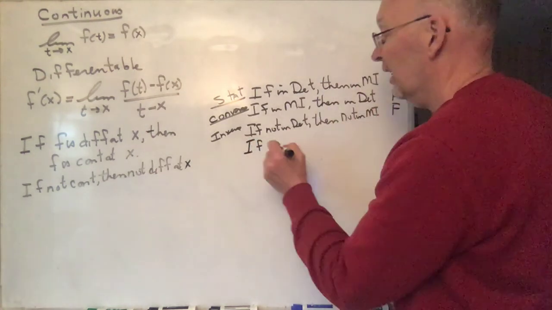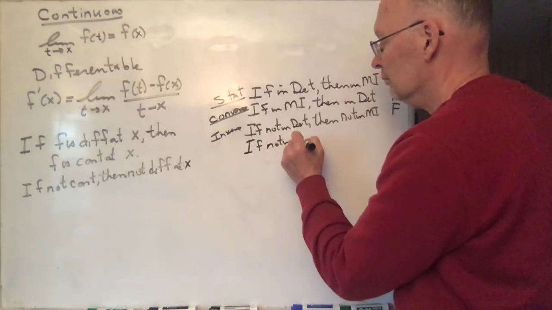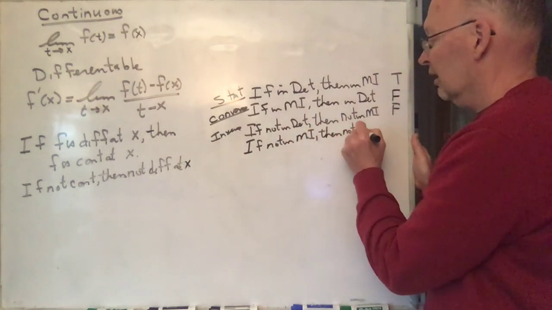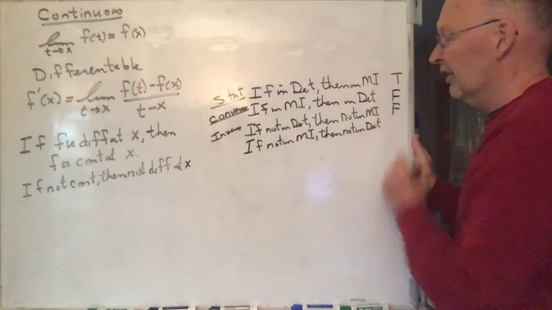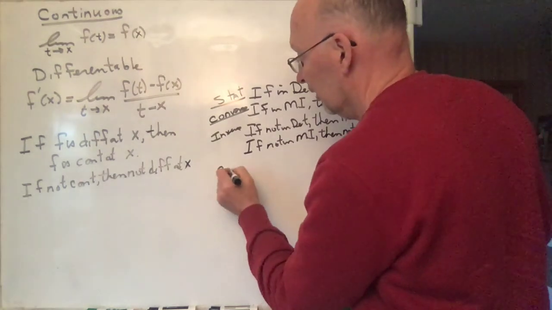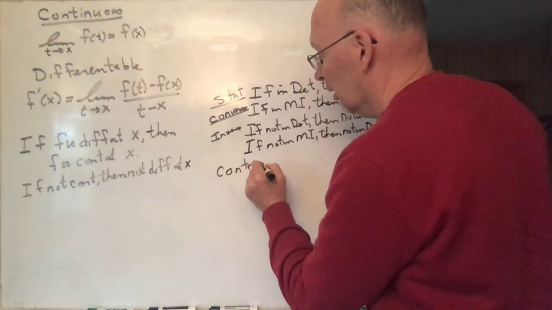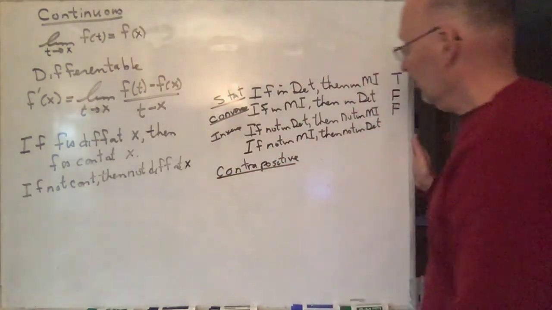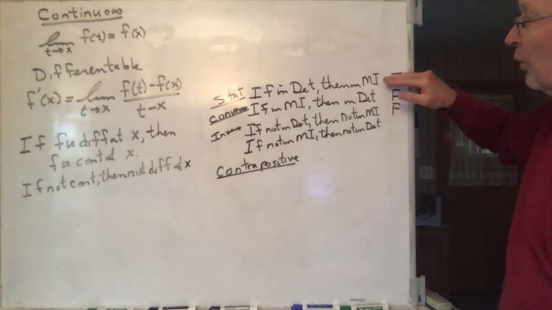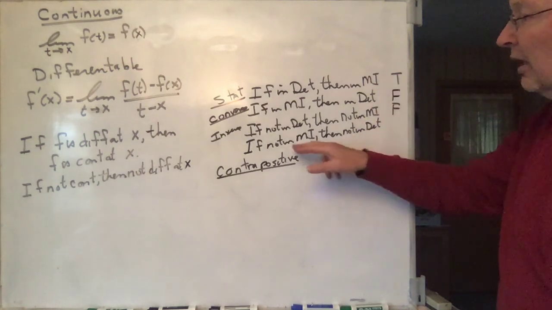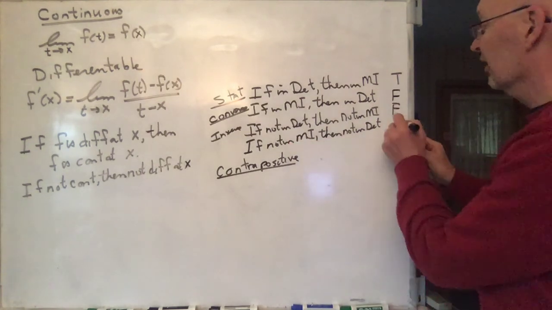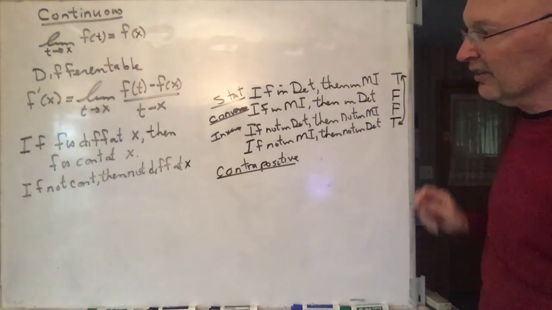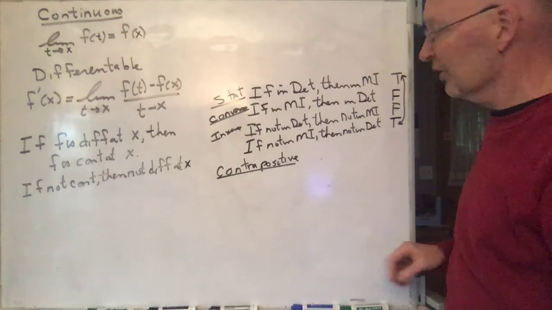If not in Michigan, then not in Detroit. And notice that's called the contrapositive. Notice that that is true. That's logically equivalent to the original statement. If you're not in Michigan, you're not in Detroit. So that's true because it's logically equivalent to this. So that's kind of nice. That's a nice little bit of logic to know.